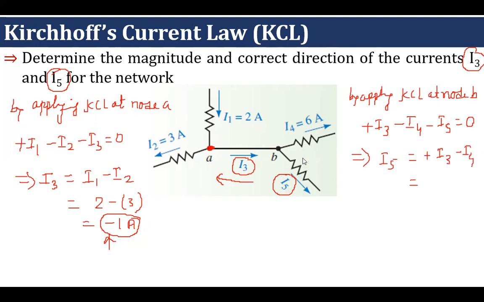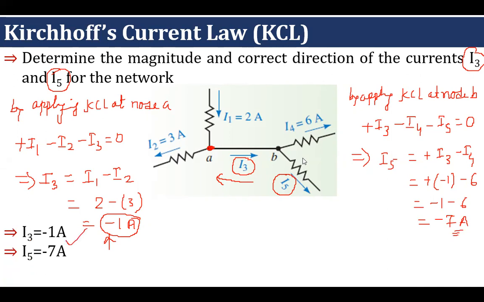What is the value of I3? We got the value equal to minus 1. And what is the value of I4? It is 6. So this is going to be minus 1 minus 6, so this is minus 7 ampere. So we got the values of I3 and I5: I3 is equal to minus 1 ampere and I5 is equal to minus 7 ampere.